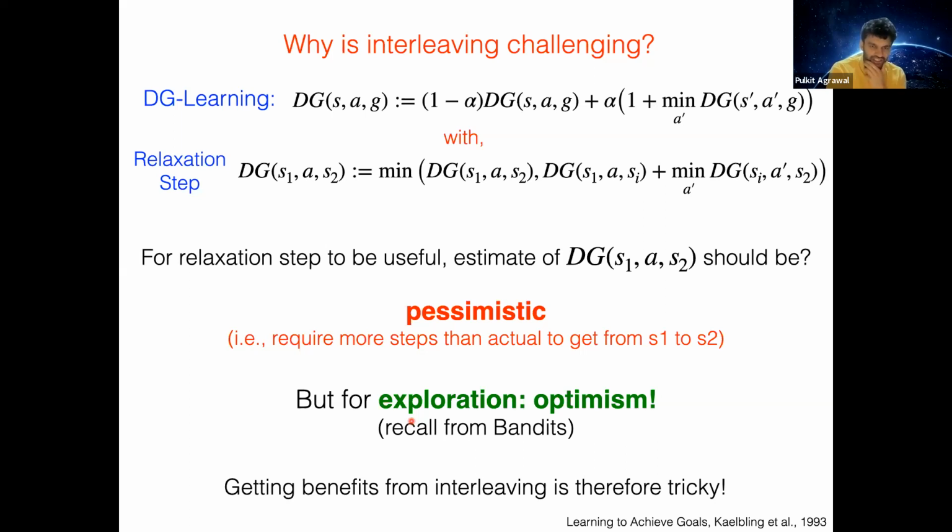So the question is, how is DG related to the inverse model? Right, so in the inverse model, what are you trying to do? You are trying to predict the sequence of actions which goes from state to the goal, right? So DG learning is trying to estimate a goal condition policy, right?